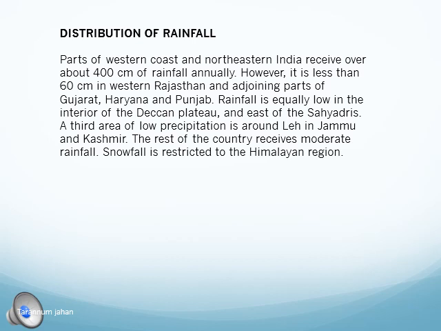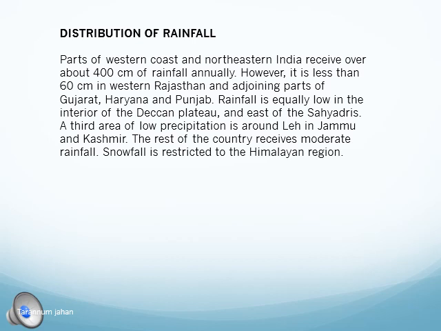Whereas a part of western Rajasthan and adjoining areas receives less than 60 centimeters of rainfall. So here one area has 400 centimeters of rainfall, and the other area has 60 centimeters. Now why does Rajasthan have less rainfall? Because of the high pressure belts formed near the western side of Rajasthan, because of which the rainfall is low over there, and we have dry regions there.